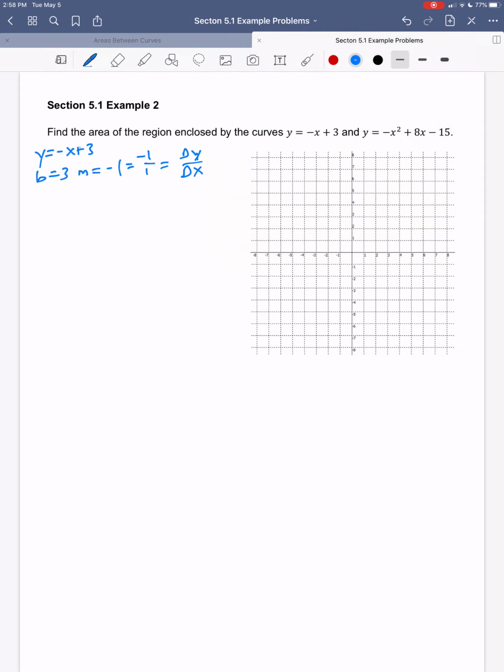So we've got a y-intercept of 3 and a slope of negative 1. So it goes down 1 and over 1, down 1 and over 1, down 1 and over 1. And so my line would look something like that.